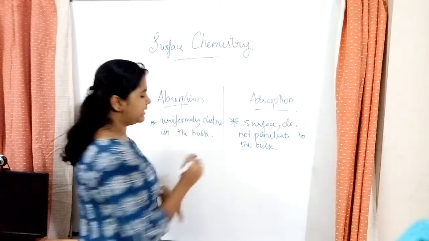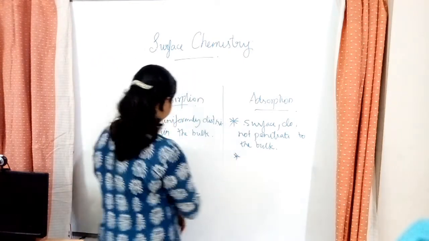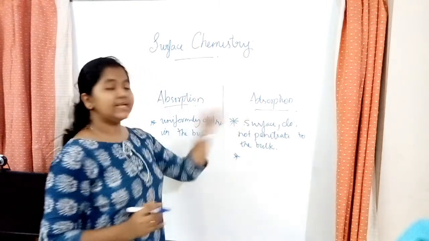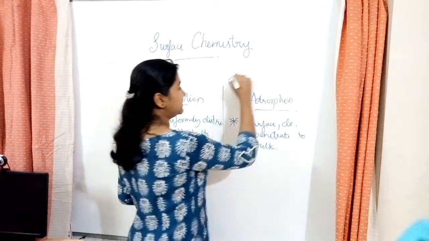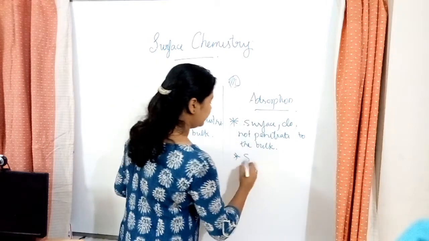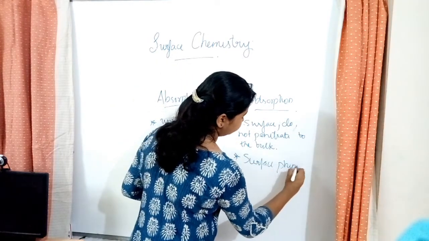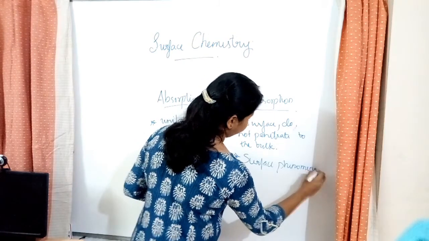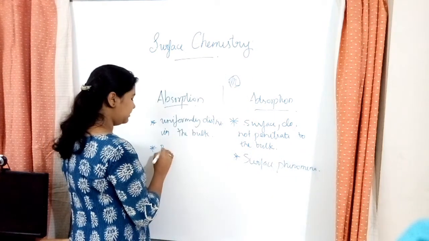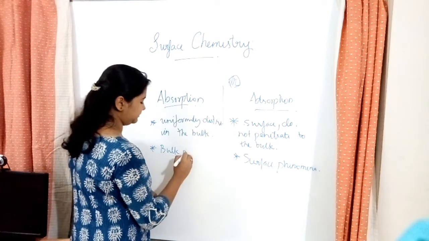The second one is, let's see. We learned adsorption is something that takes place only on the surface. So this is a surface phenomenon. And over here this is a bulk phenomenon.